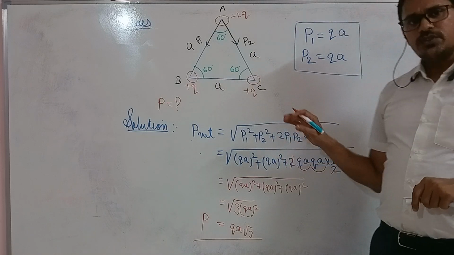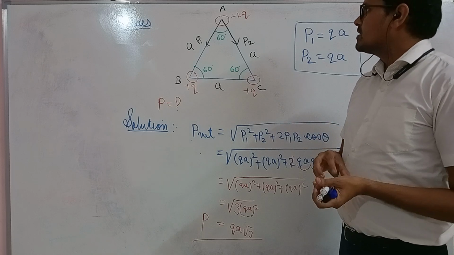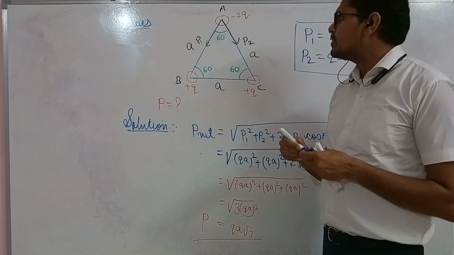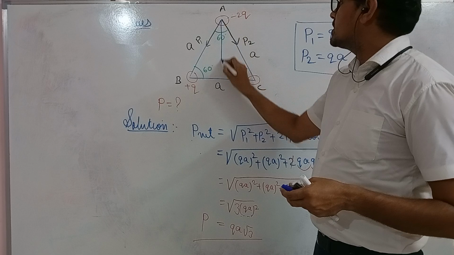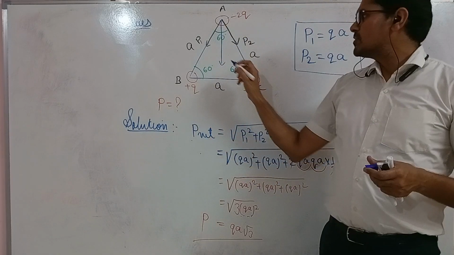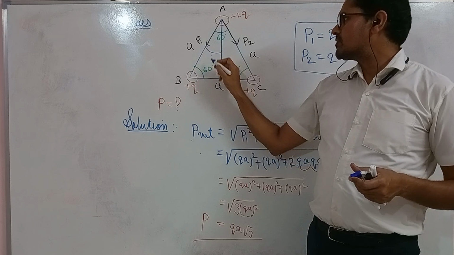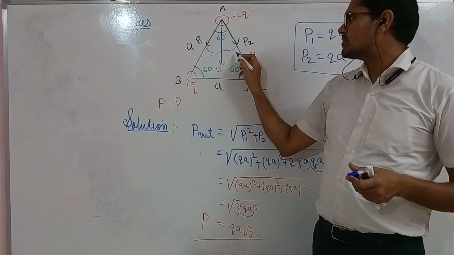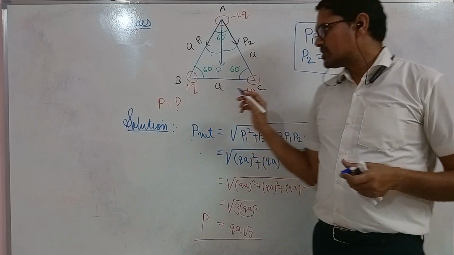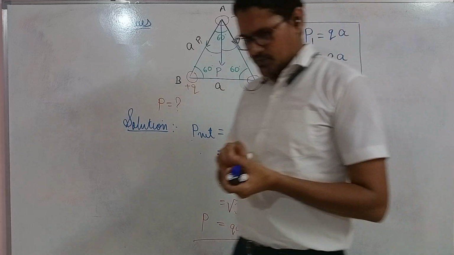Fine. Let's find out the direction as well. So we know that the direction of the resultant passes through these two values are equal. So the net dipole moment is along this line, which makes 30 degrees from this P2 as well. So this is how the question would be solved. Now let's move to the next topic.